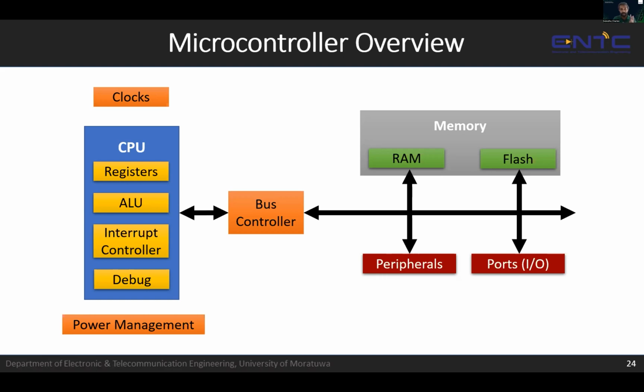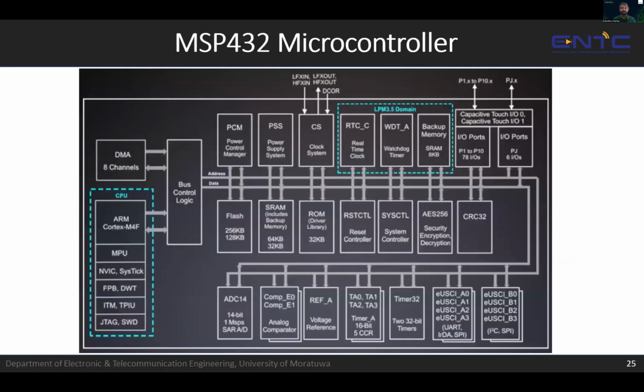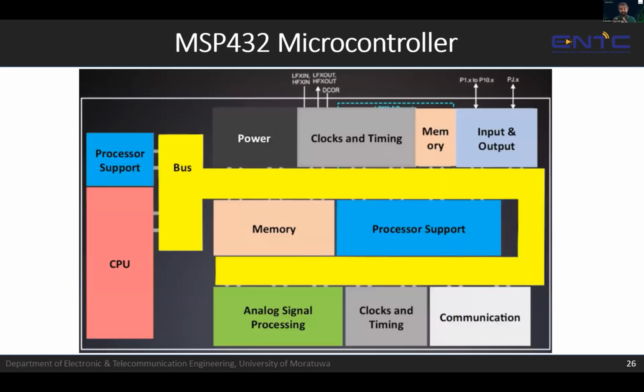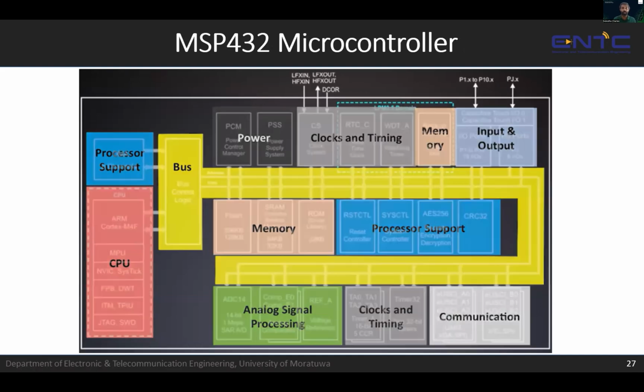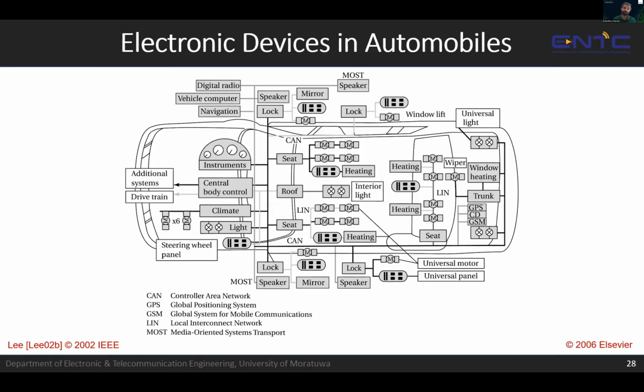So if you understand this high-level block diagram, now you zoom into one of the industrial microcontrollers. This is the microcontroller that is available in the development board that I just showed you. You can see the high-level components when you overlap with the structure of the microcontroller as well. You can see the CPU here, the processor support, the bus, some peripherals, and the memory. So these are the kind of processors that we will mainly deal with throughout the course.